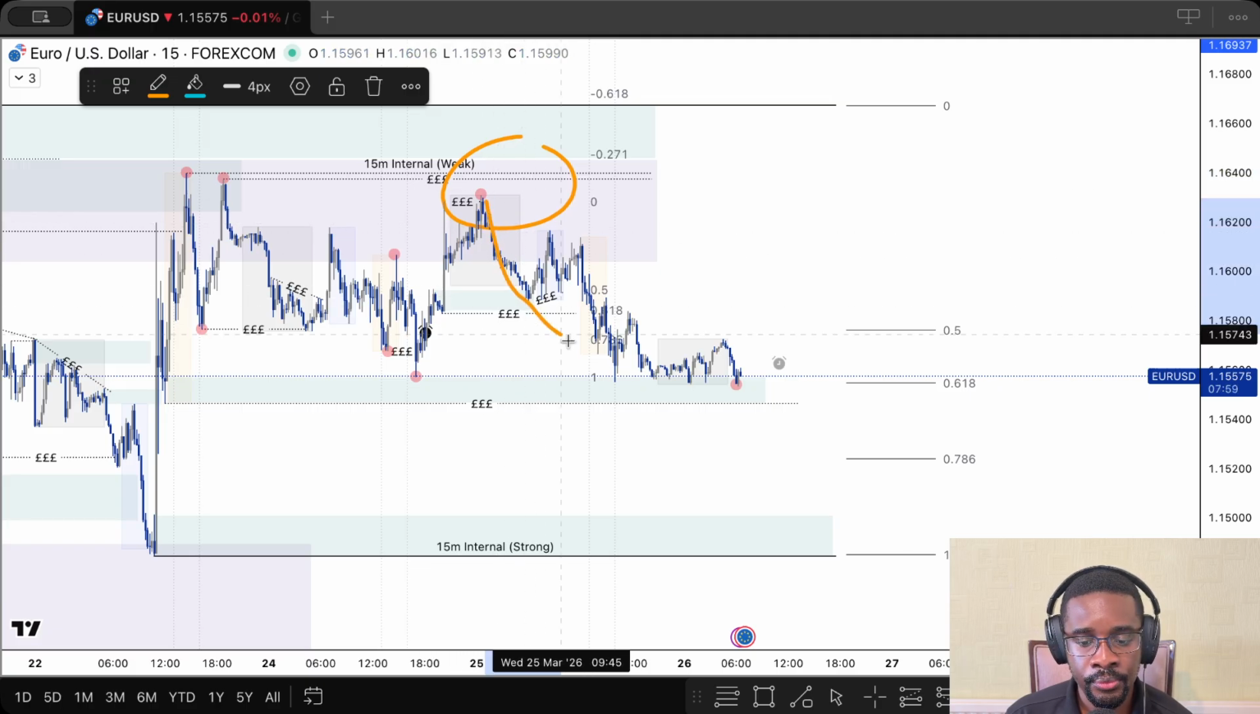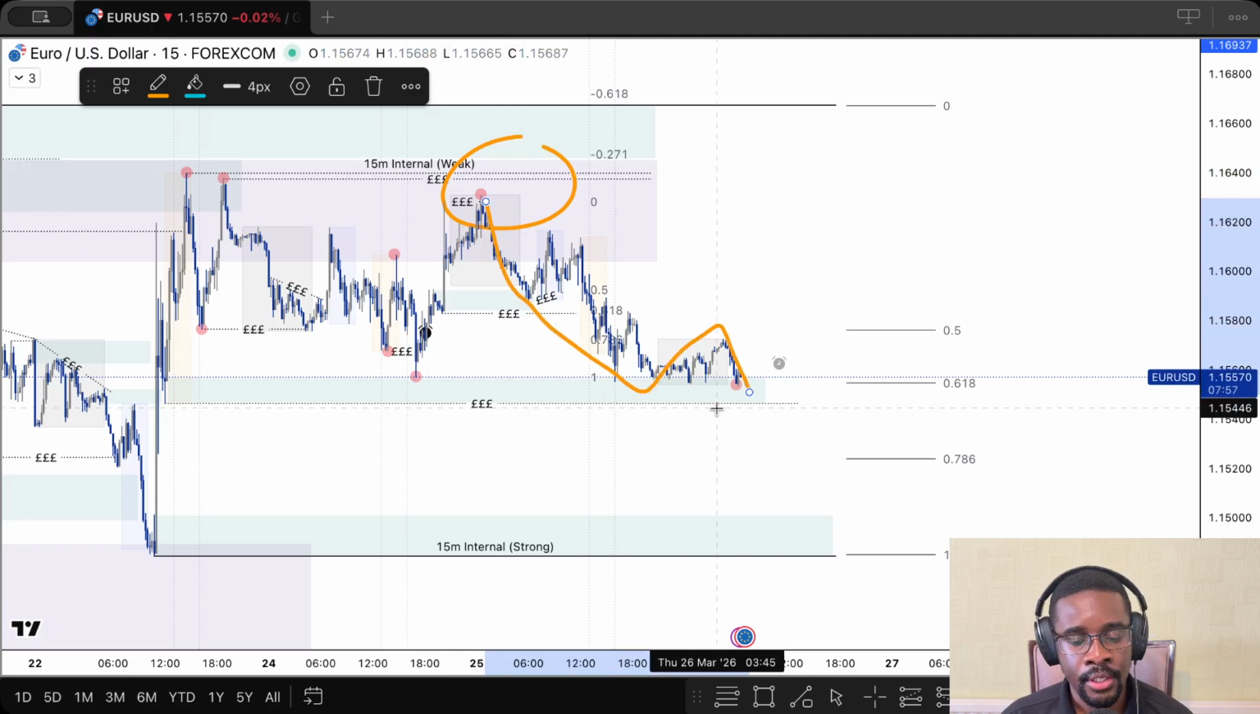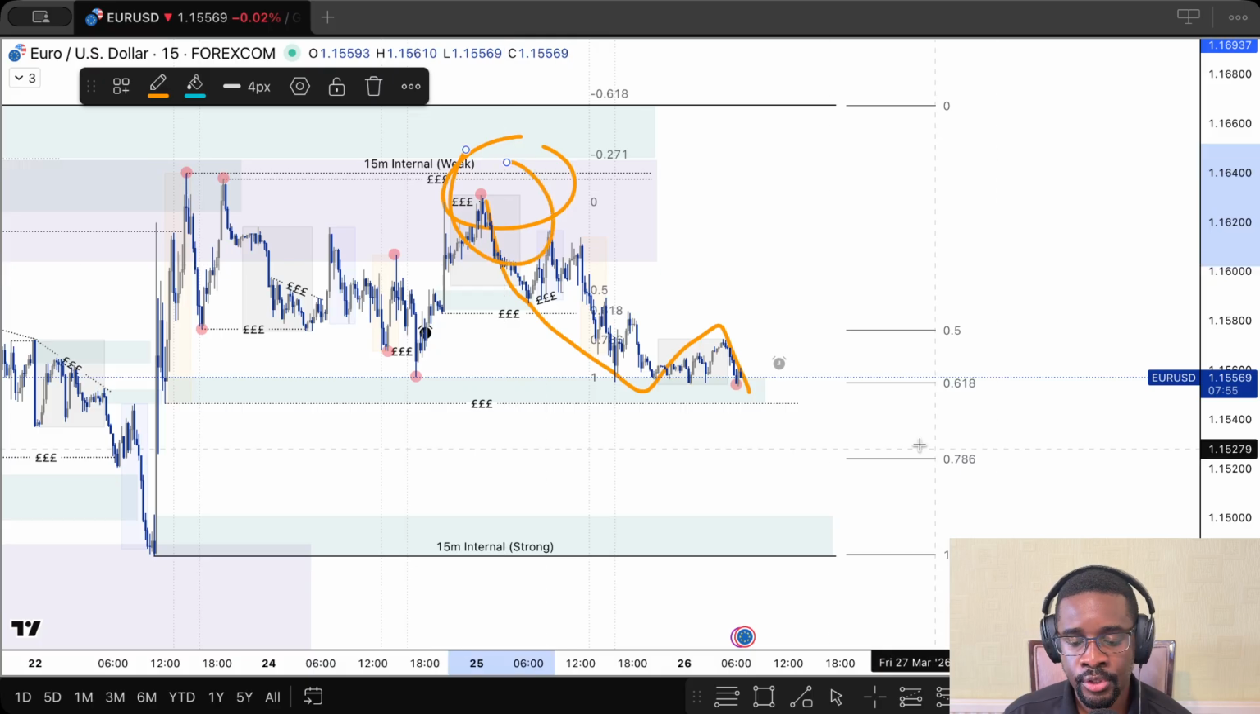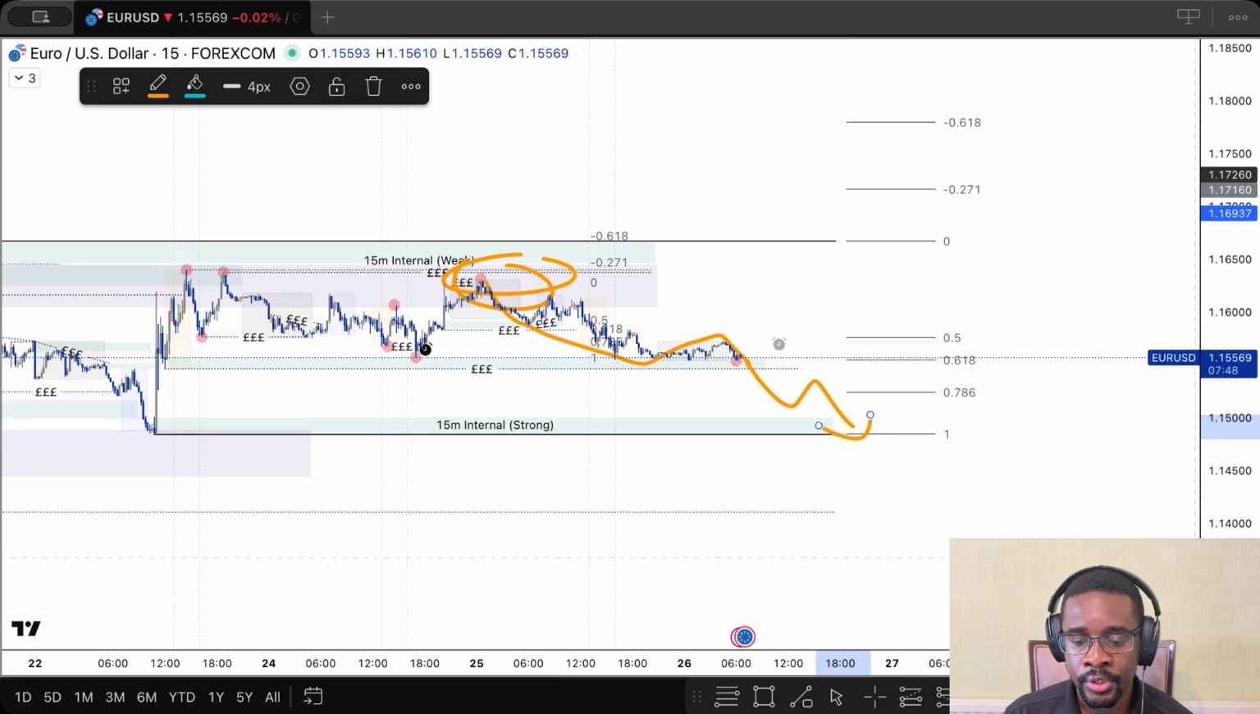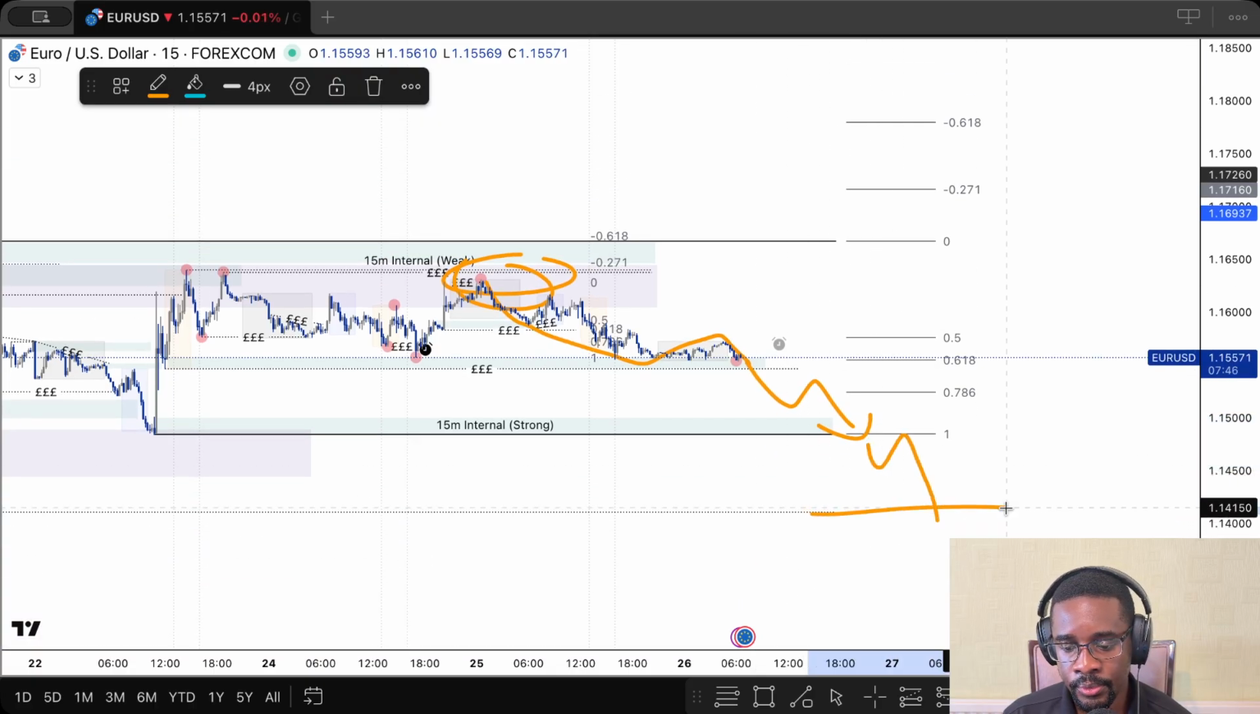And now we are kind of coming back down. So it could be that the pullback is over, it's finished, and now we are targeting this internal low first before we target the weak swing low right here.